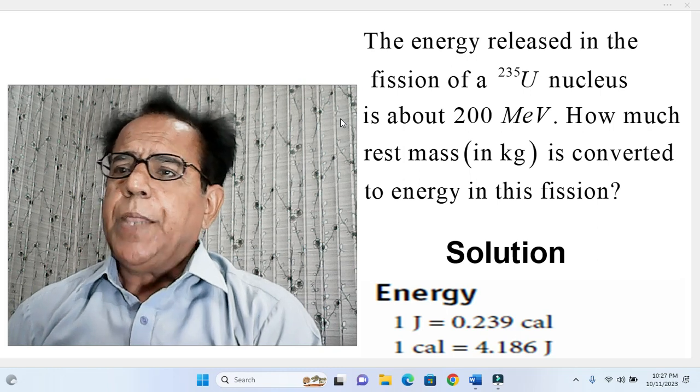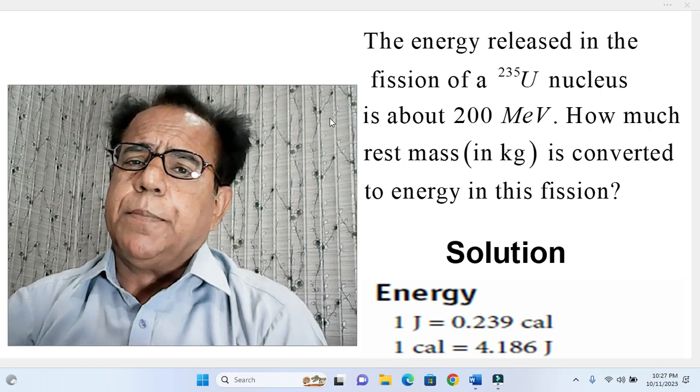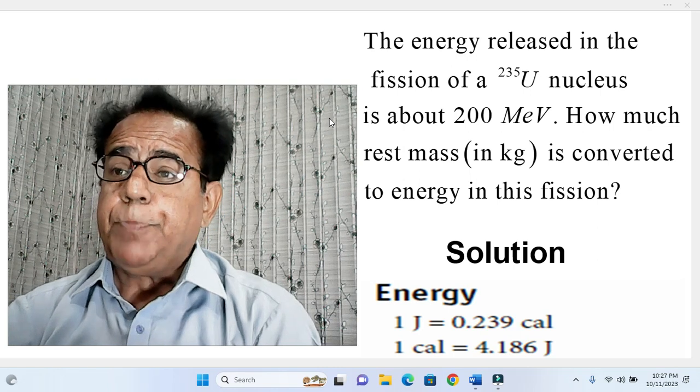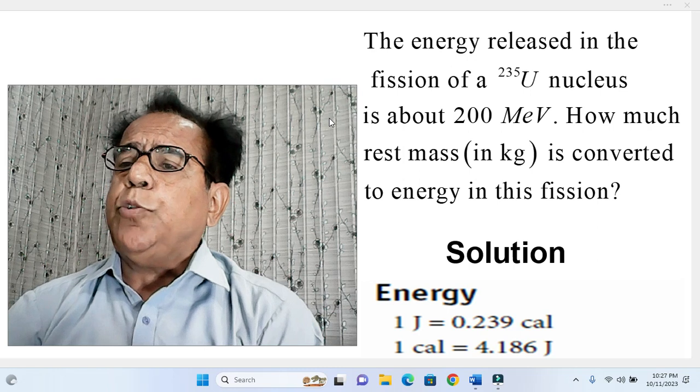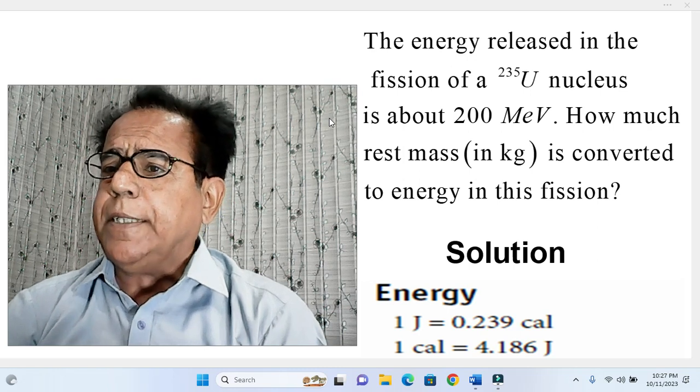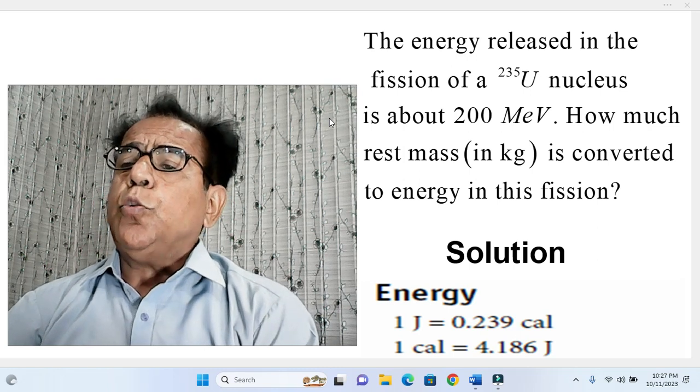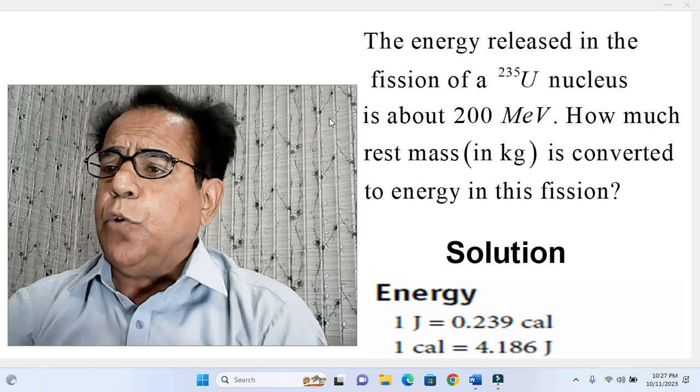This is our next problem, having been chosen from the same book, Modern Physics by Paul A. Tipler. As usual, we first come to its statement. The energy released in the fission of a uranium 235 nucleus is about 200 million electron volt.